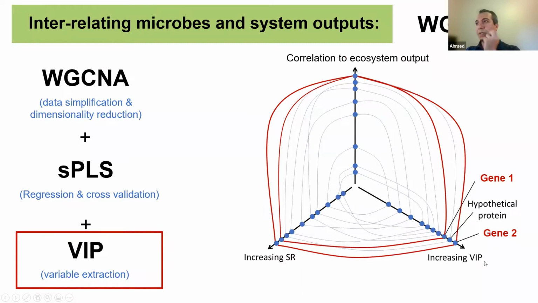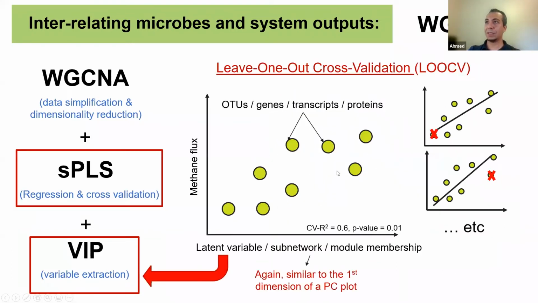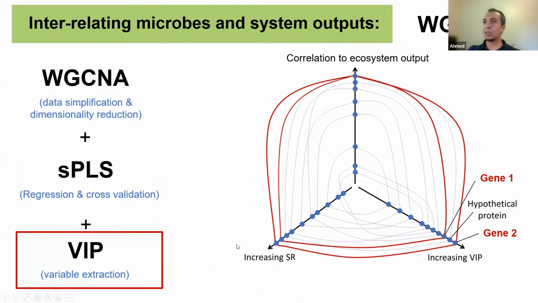So this is the VIP, and this is the correlation, the Pearson correlation, Spearman correlation, whatever correlation that you are trying to establish between your relative abundance of the taxon and your ecosystem output. So this is a correlation to ecosystem output, and this is the VIP value that you have extracted from this cross-validation analysis. And you can also add to that other methods of cross-validation or methods of variable extraction. There is one example here called the selectivity ratio, but this is something that we're not going to talk about at all today.